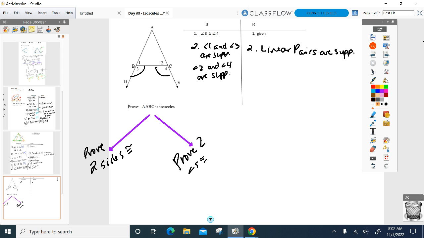All right, now we got to remember the theorem I want here. 1 and 2, are they supplementary to the same angle? No, but they are supplementary to the two angles that are, what do we know about 3 and 4? They're congruent. All right, so if two angles are supplementary to congruent angles, they are congruent to each other. Supplements of the same angle are congruent.